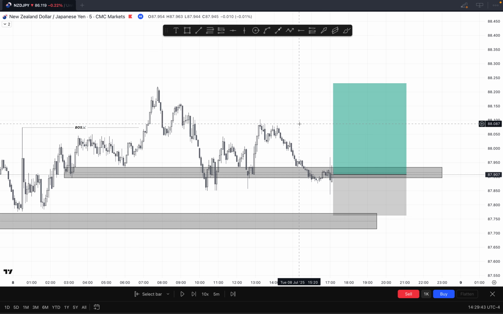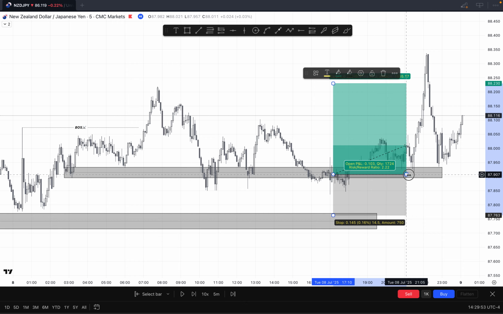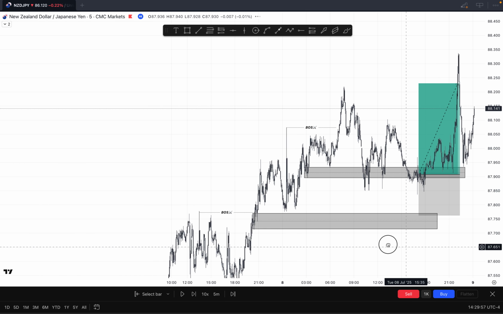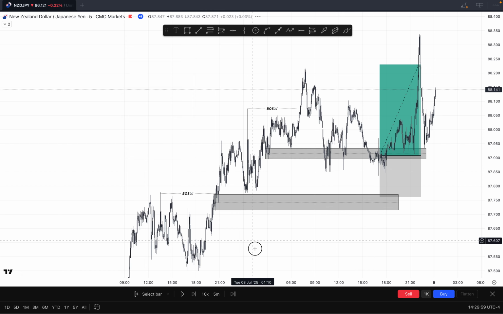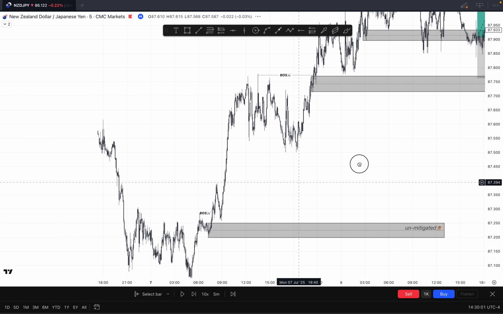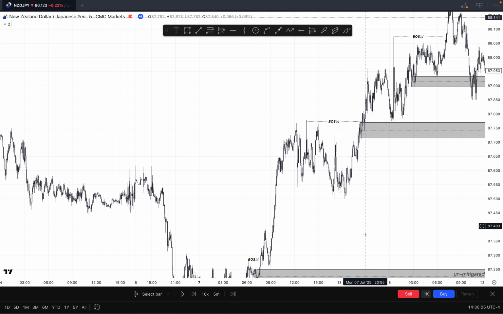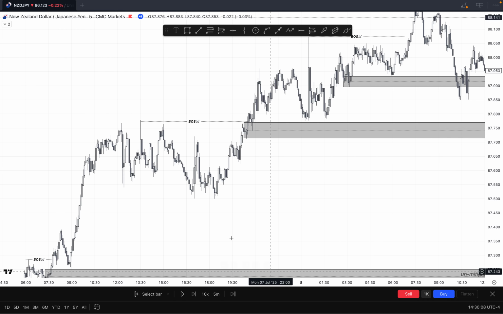Perfect. Alright, got a nice DP here. That's good. So what made this zone? What made us miss these trades here? Okay, so I already missed this one, but I missed the up move to here. Why? Let me see.